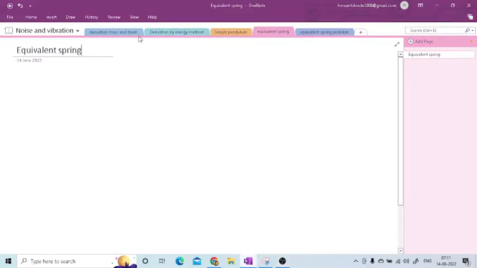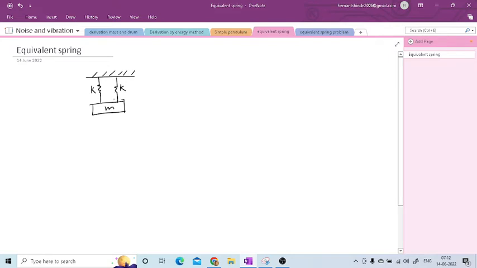Hi friends, so in this session we are going to see the equivalent spring stiffness. Now why is the equivalent spring stiffness required? So we'll consider one example. Suppose in any single degree of freedom vibrational problem, two springs are given which are attached to one mass, having same or different spring stiffness.